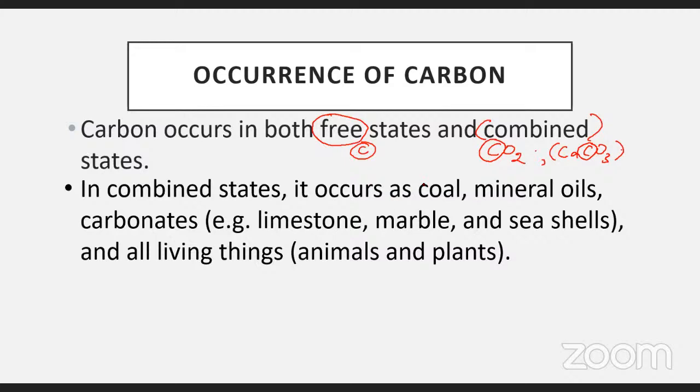So in combined states, it occurs as coal, mineral oils. It is also found in carbonates, e.g., limestone. Limestone is the same as calcium carbonate, which also doubles as marble. Then we have seashells and all living things. When we talk of living things, we mean animals and also plants. Any animal that you know contains carbon, as we shall see.